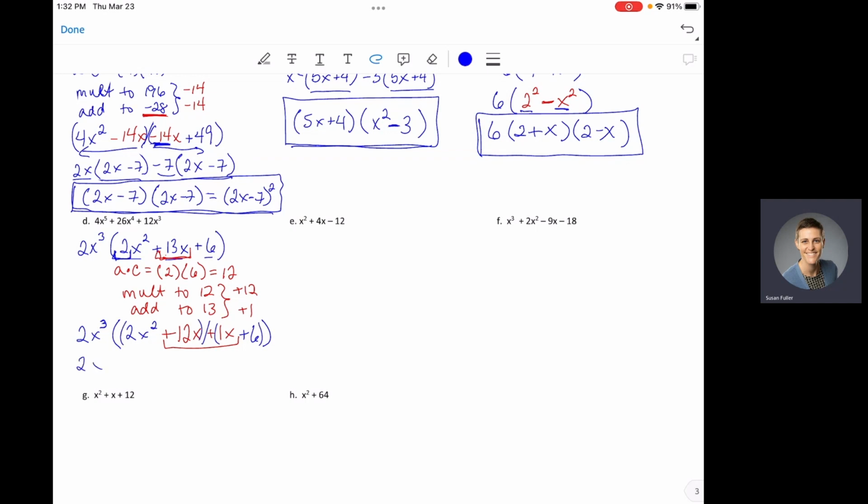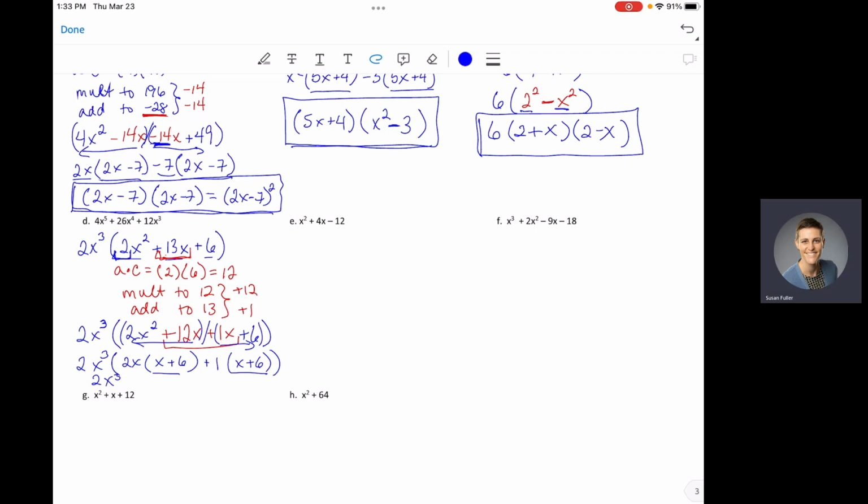So 2x to the third comes along for the ride. Over here, I can take out a 2x, and I will have x plus 6. On the right, the biggest thing I have is a 1 that comes out of everything, so that's going to be x plus 6 over here. I have a matching factor, so I'm going to take that out.